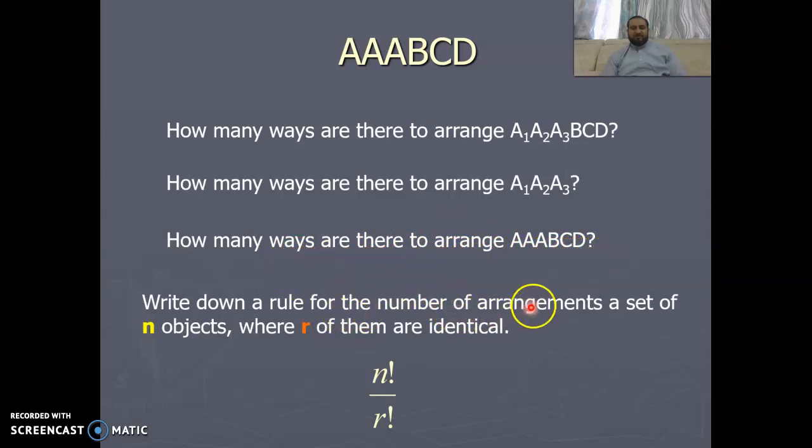Okay, write down a rule for the number of arrangements of a set of n objects where r of them are identical. So using this, as you saw over here, we look at how many identical letters there are, or whatever the event is. So we need to bring this down over here: n factorial, the total possibilities, over r factorial.